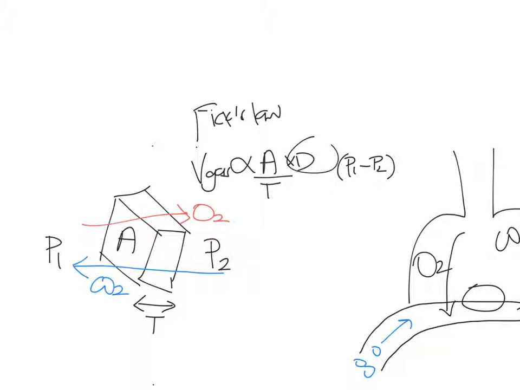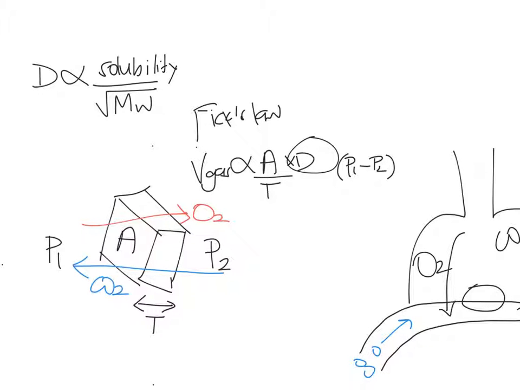Well, the D is the diffusion constant, and it is inversely proportional to the root of the molecular weight of the gas molecule. In other words, lighter gas molecules diffuse faster than heavier gas molecules. And it is proportional to the solubility coefficient, which is how soluble the gas is in water.